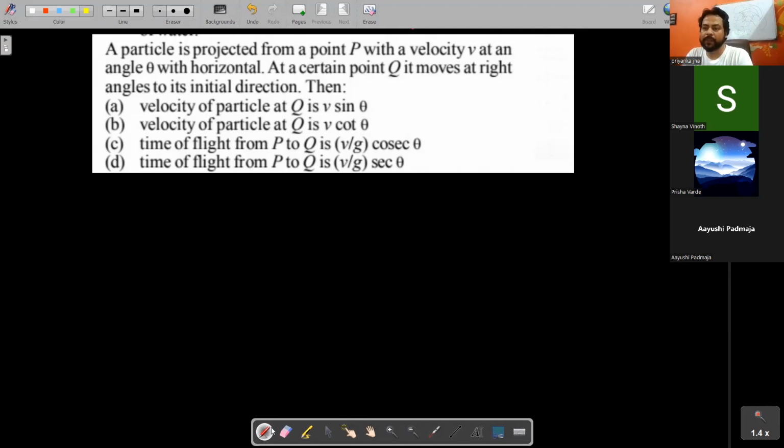And see, this is a multiple choice question. You can see, in options A and B, it is asking about the velocity of the particle at Q. And in options C and D, it is also asking about the time of flight from P to Q. Take 5 minutes.